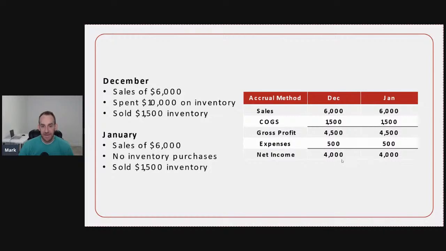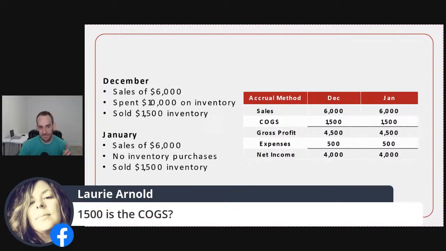But anyway, you can see how the net income is even from month to month, because this is actually matching the expenses, the cost of goods sold, with the sales that they belong to. Whereas in the example before, you're just deducting everything. The 1,500 is cost of goods sold. That is correct. Yes.